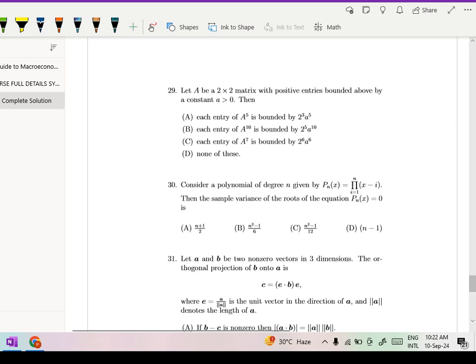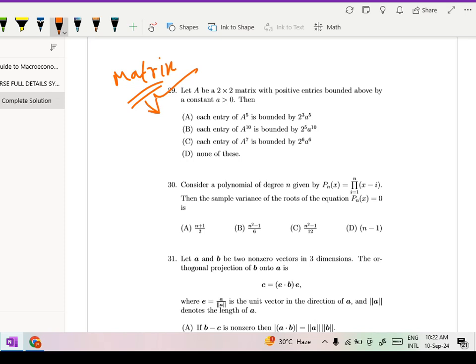With the 29 question, I have now picked up a matrix question for you. So let us start with this. Okay, this one. What is the question?